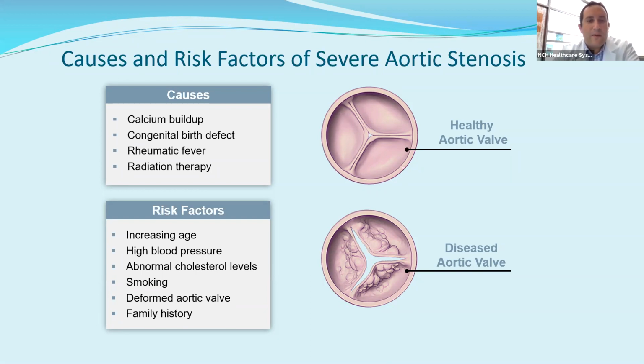Risk factors for aortic stenosis include increasing age, high blood pressure, abnormal cholesterol levels, smoking, deformation of the aortic valve, and family history. And generally, a deformed aortic valve is referring to either an infection of the aortic valve causing damage to it, or can be referring to a birth defect to the aortic valve causing it to have 1 or 2 leaflets rather than 3. All of these are factors that can cause aortic stenosis to progress faster.